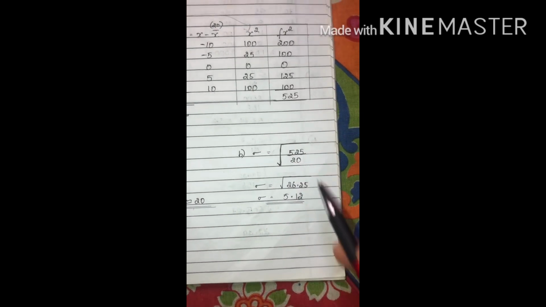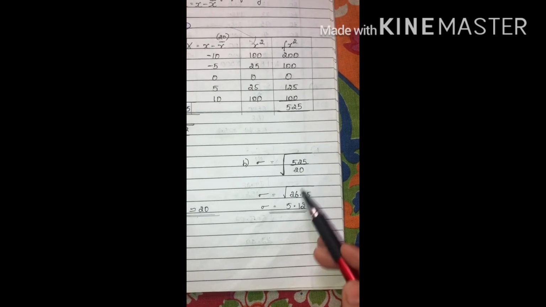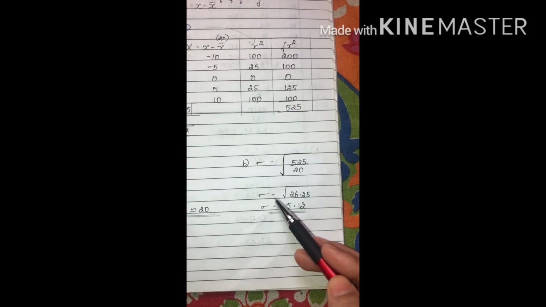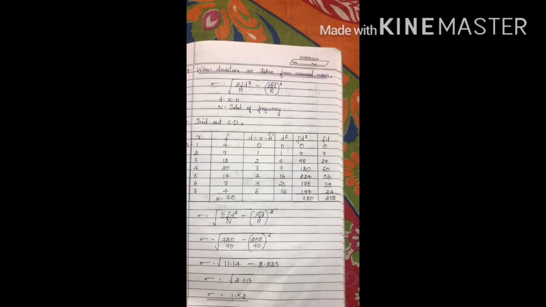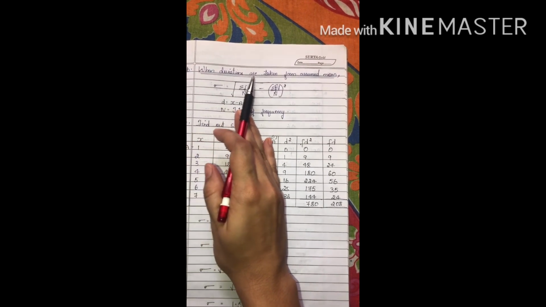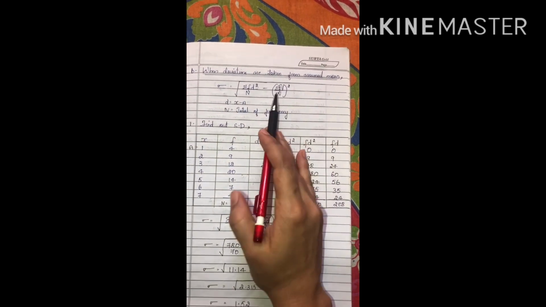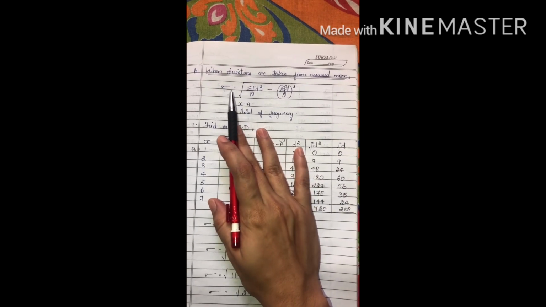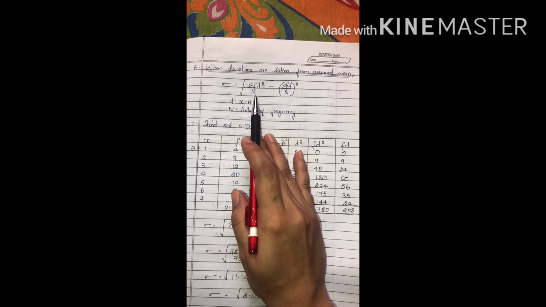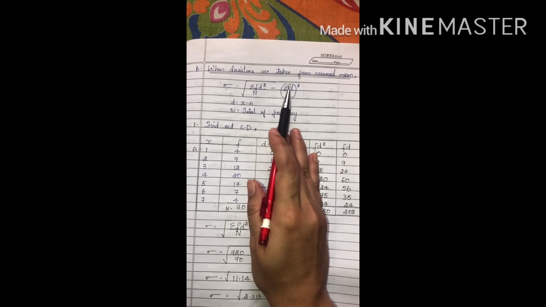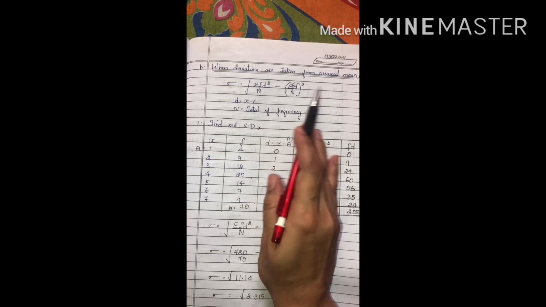Just total up this column, you are getting 525. Derive the formula. 525 divided by 20 is 26.25. The root for that is 5.12. So under discrete series, under actual mean, this is how you need to solve. Now what if the question asks to identify standard deviation under assumed mean? Again the formula changes. Standard deviation is equal to root of sigma fd square divided by capital N minus sigma fd divided by N, whole square.